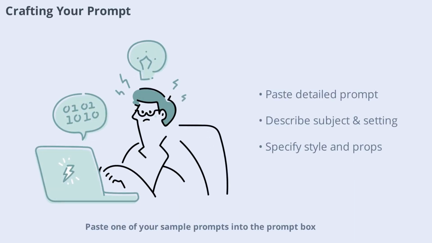Paste one of your sample prompts into the prompt box. The more detailed your description, the better the results. Include specifics about the subject, setting, environment, style, lighting, and props. For example, you might describe a photorealistic scene with a particular character, clothing, and background. Don't hesitate to be as descriptive as possible. Gemini responds well to clear, vivid instructions.